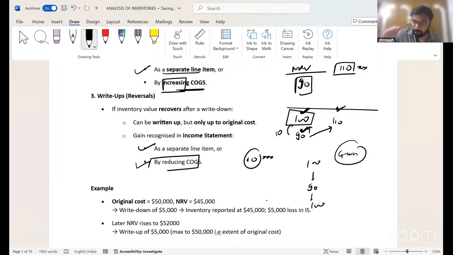What if the value of inventory goes to 110? Sir, if it goes to 110, I can reverse because there's an improvement in the value. But sir, to what extent? What is the amount of reversal? Sir, the reversal has to be only to the extent of the value of inventory originally recognized, which is 100.